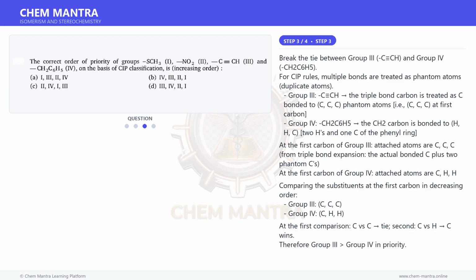At the first carbon of group 4, attached atoms are C, H, H. Comparing the substituents at the first carbon in decreasing order: group 3, C, C, C; group 4, C, H, H. At the first comparison, C versus C, tie. Second, C versus H, C wins. Therefore group 3 is higher than group 4 in priority.